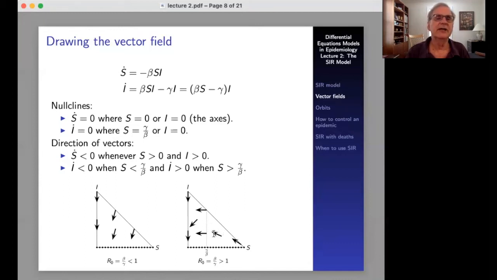So S dot's always negative. We're always moving to the left. To the right of that line, vectors point up, I dot's positive. To the left of that line, vectors point down, I dot's negative. Right on this line, I dot is 0, so the vector's horizontal, and we know that S dot is negative. It points to the left. Over here on this y-axis, we know the vectors point down. Okay, so we get the general direction of the vector field just by thinking of the signs of S dot and I dot.